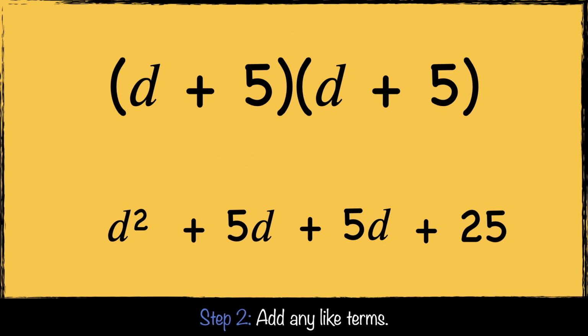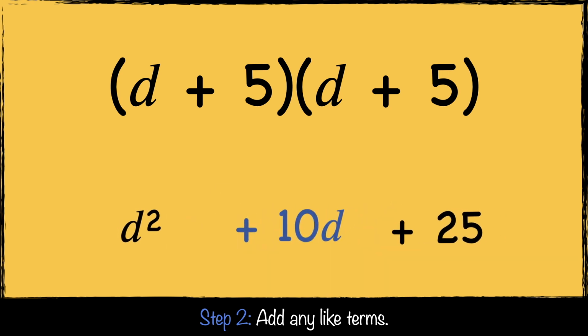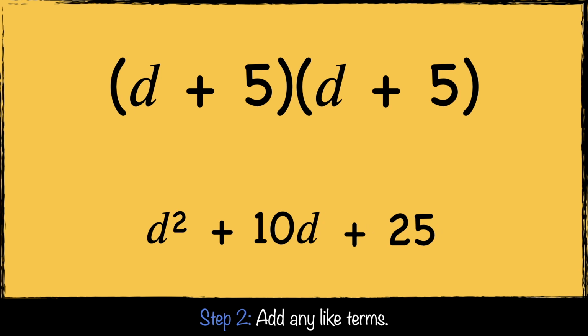Now we need to simplify by combining like terms. 5d and 5d are like terms, so we can add them together to make 10d. So the simplified expression becomes d squared, add 10d, add 25.